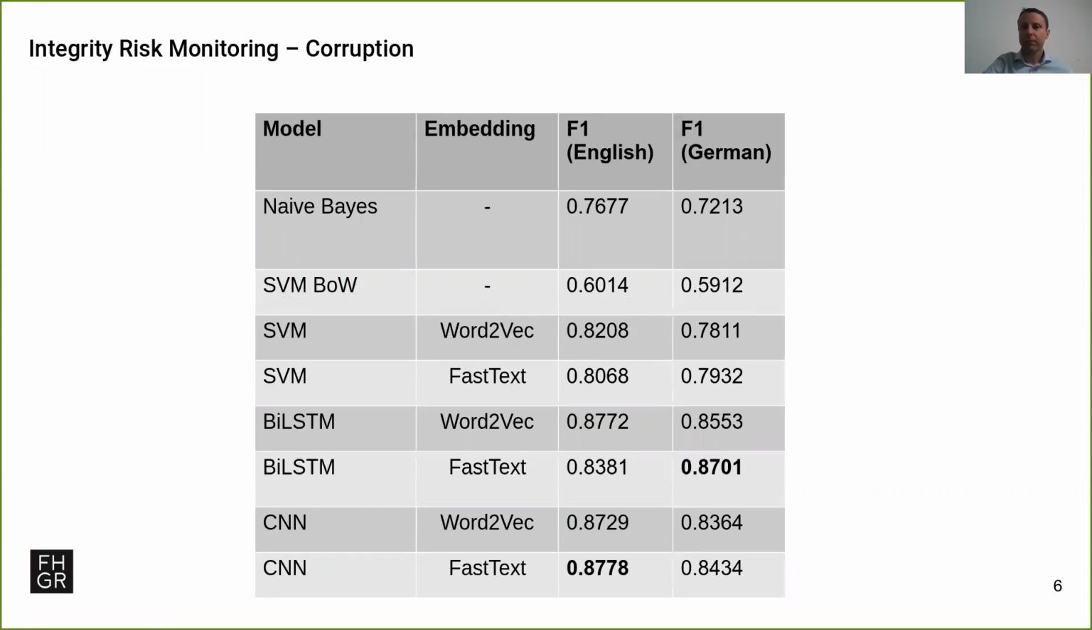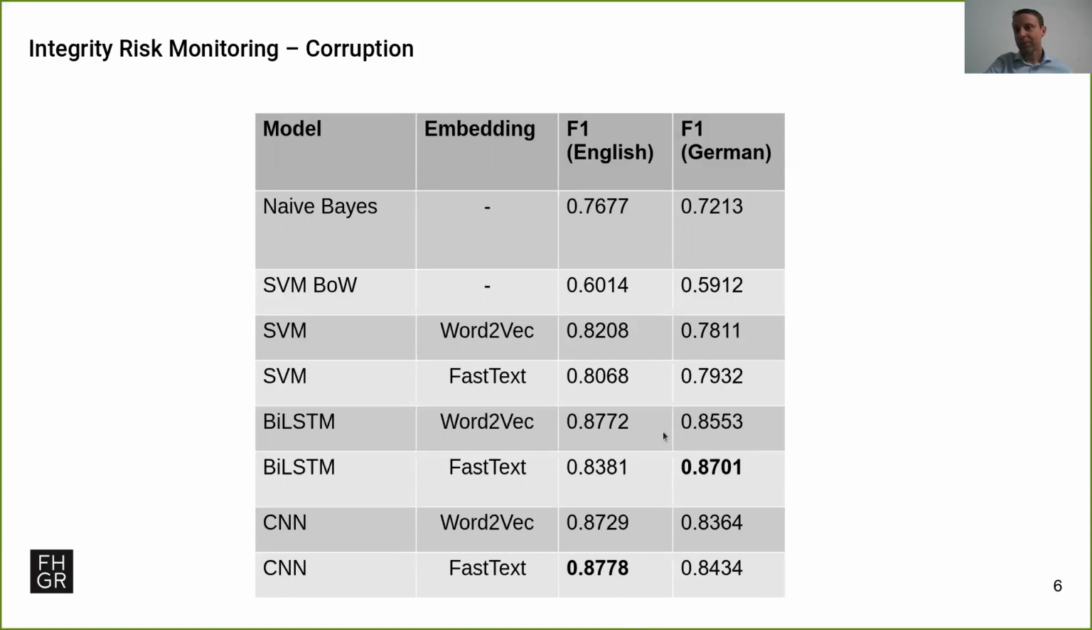We started with simple baselines that have been basically composed of naive Bayes and support vector machines in different configurations. And you see that especially if we use bag-of-words approaches, the baselines do not perform that well. It gets considerably better if we use word embeddings, but still state-of-the-art deep learning methods such as BLSTMs and CNNs, which are both noted in literature to be very well suited for text classification, perform quite well.